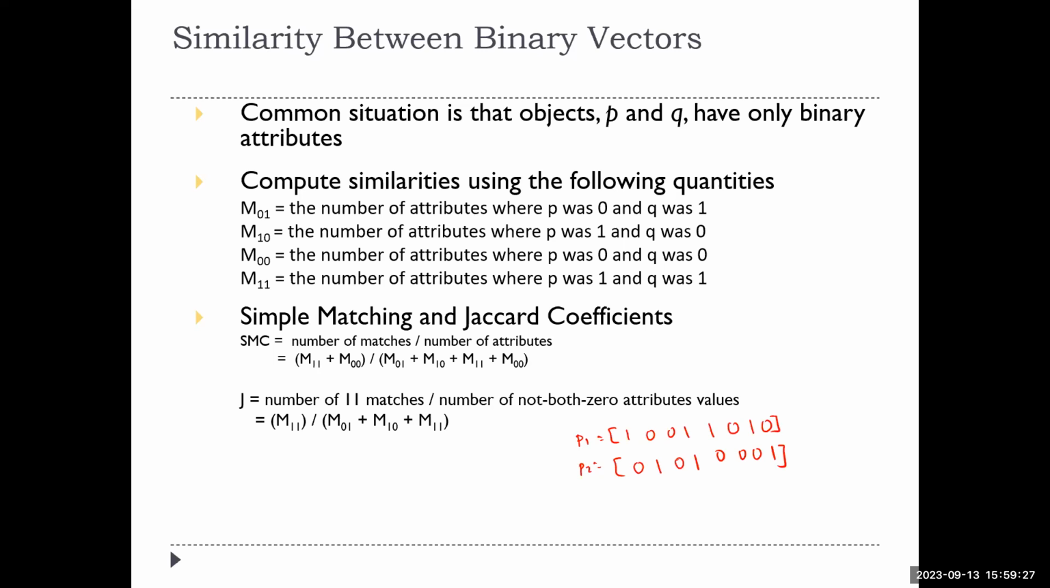But they all depend on the same thing. I need to compute M00, M01, M10, M11. I am going to just count them. I look at each column. I have 1, 0. I have 0, 1. 0, 1. 0, 0. 1, 1. 1, 0. 0, 0. 1, 0. And I have 0, 1.